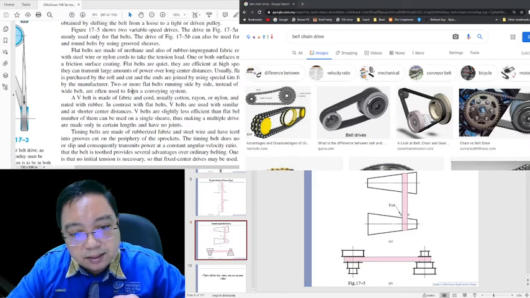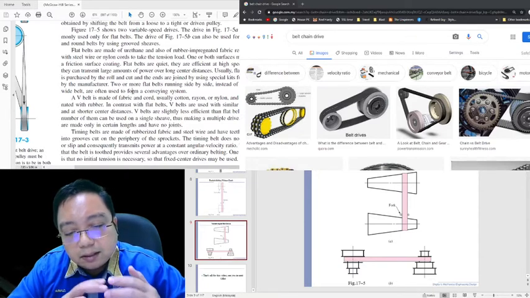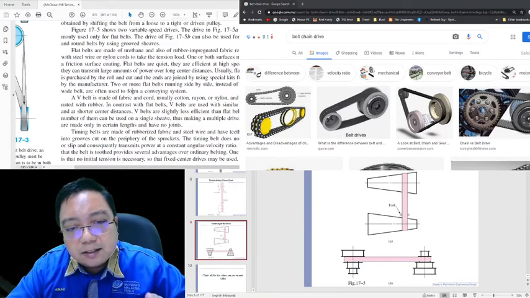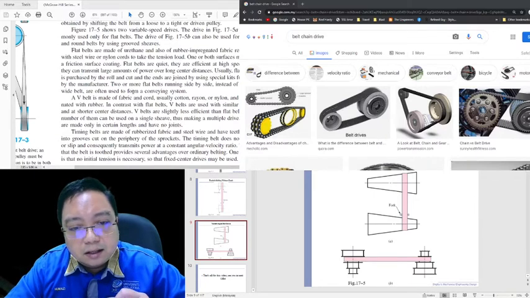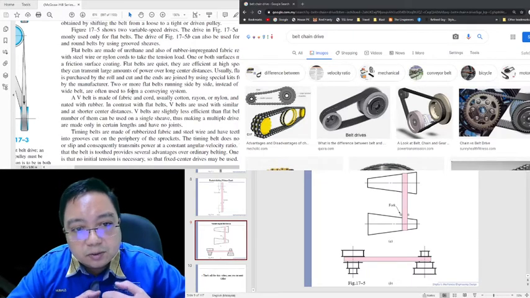Of course it is high speed because it is only flat, it does not have teeth. You can see the timing belt, it has teeth. When you have teeth, it has more friction, but the flat belts don't have as much friction as a timing belt, so they can be used for high speed.